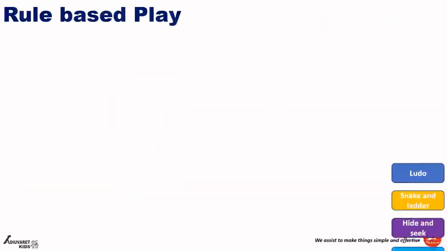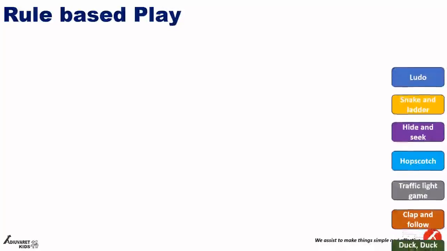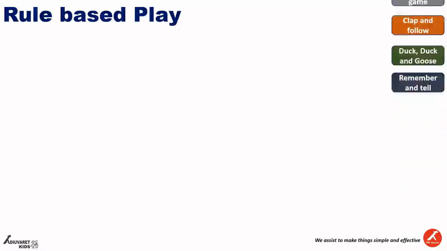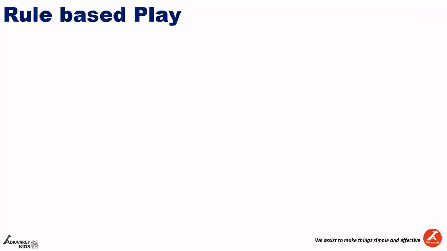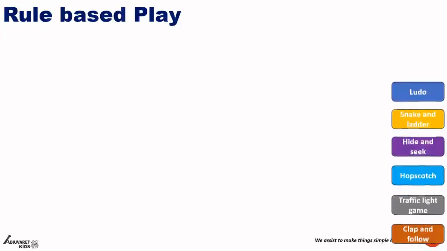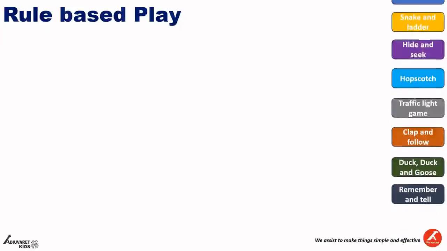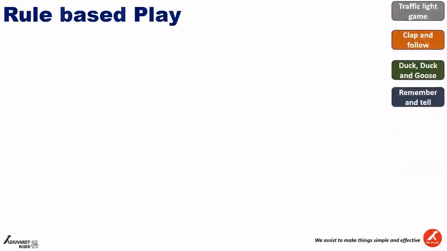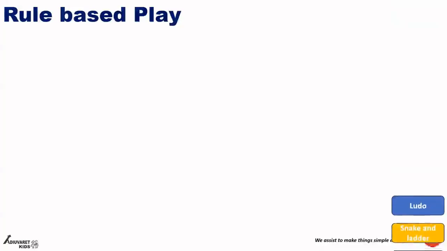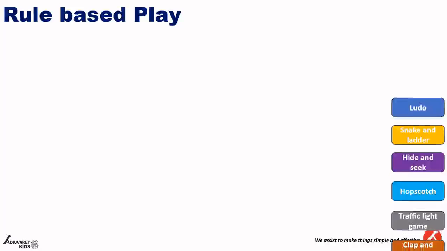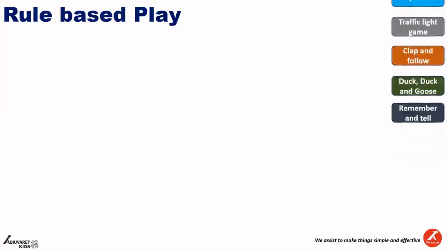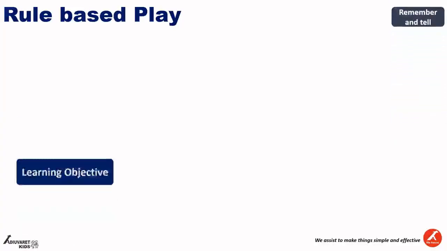And finally, we have got the rule-based play. Rule-based plays are those plays where the child will be following certain rules. Child will be remembering certain rules, and while the game is played, the child has to observe those rules and display those rules being followed. So, for example, various games like Clap and Follow, Dog, Duck and Goose, Remember and Tell, Ludo, Business, Snake and Ladder, Hide and Seek, Hopscotch, Traffic Light Game. So these are few examples of rule-based play in a preschool setup.